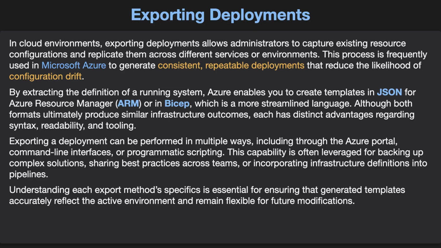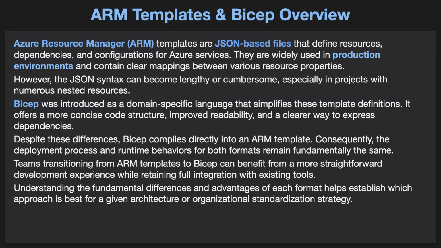flexible for future modifications. Azure Resource Manager templates are JSON-based files that define resources, dependencies, and configurations for Azure services. They are widely used in production environments and contain clear mappings between various resource properties. However, the JSON syntax can become lengthy or cumbersome, especially in projects with numerous nested resources. Bicep was introduced as a domain-specific language that simplifies these template definitions. It offers a more concise code structure, improved readability, and a clearer way to express dependencies.